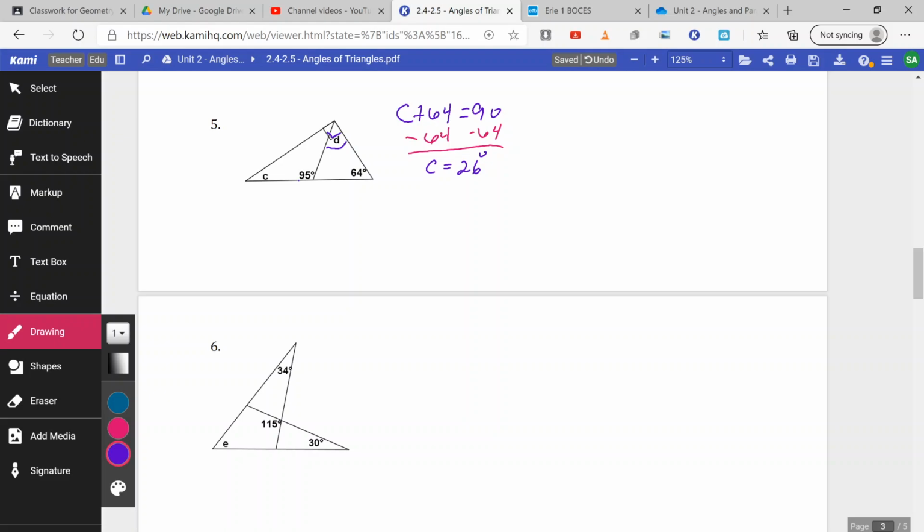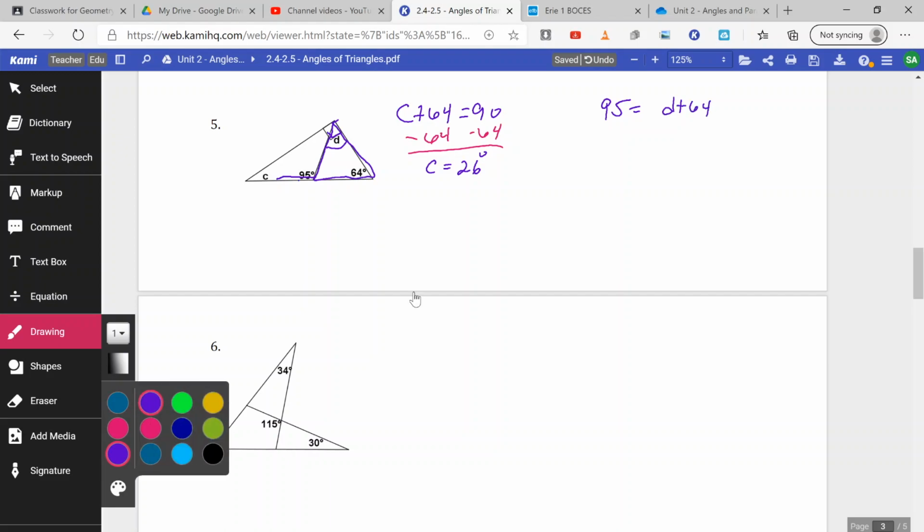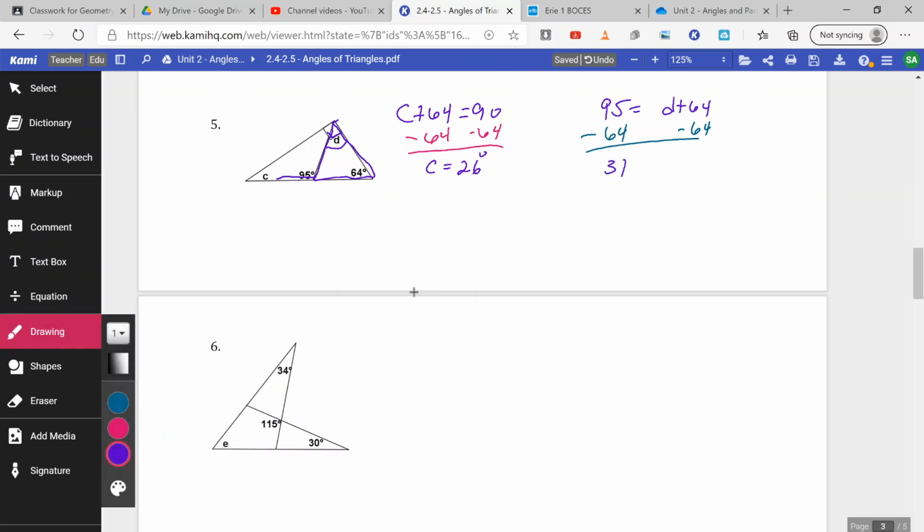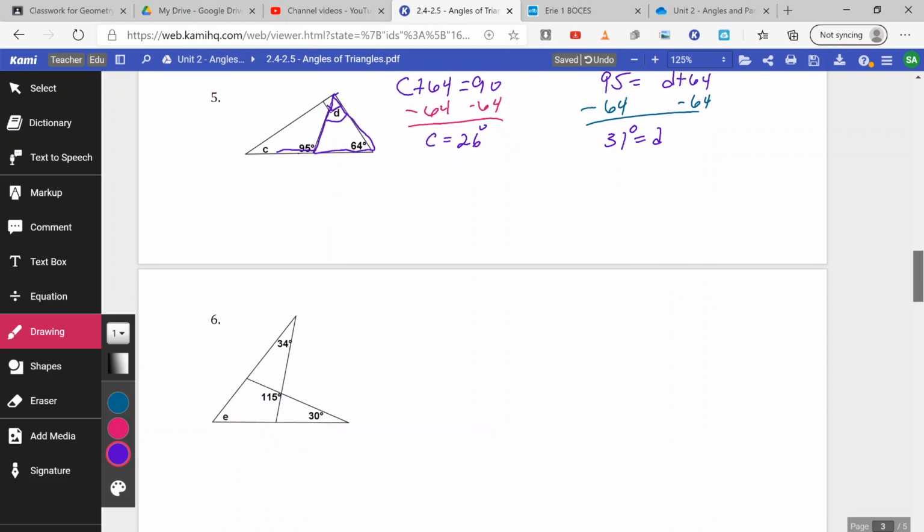Now to figure out D, D is part of this small triangle here. And we have the exterior angle of 95. So D and 64 are on the far side from 95. So 95 is equal to D plus 64. We subtract 64, and we get an angle measurement of 31 degrees.